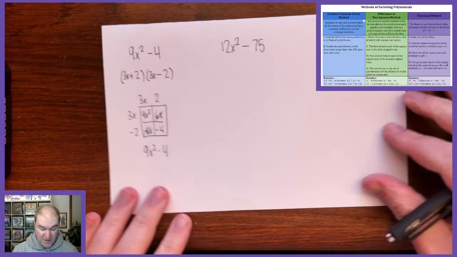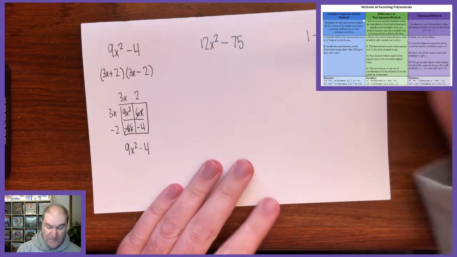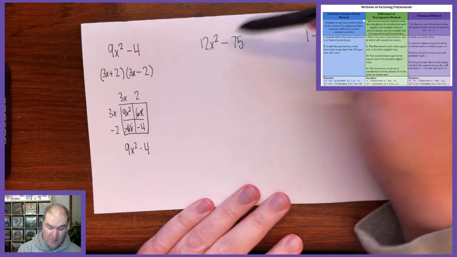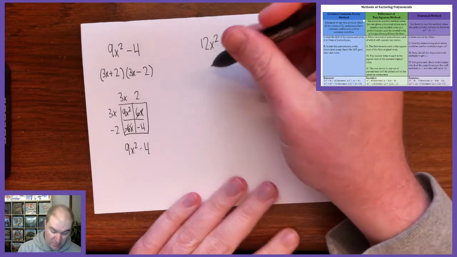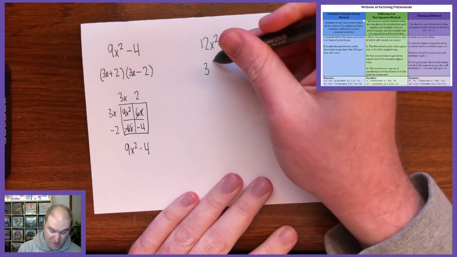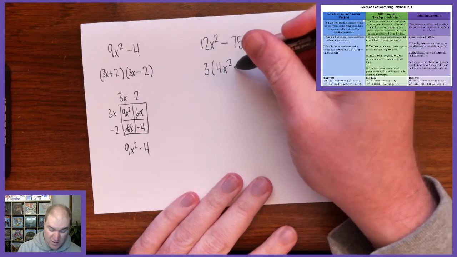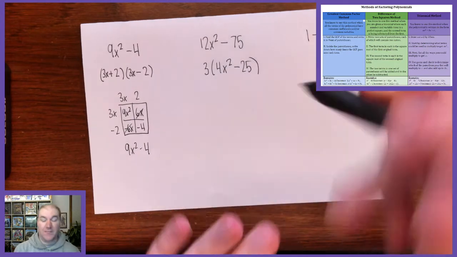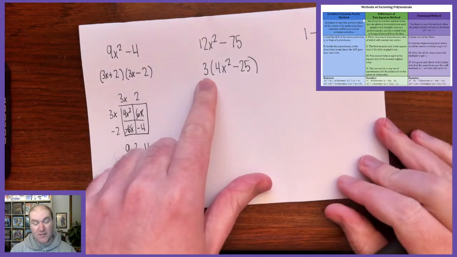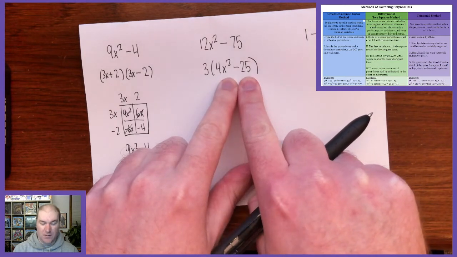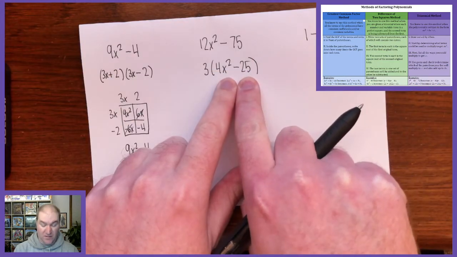All right, so let's try the second example here. If we want to factor this, let's start with greatest common factor. And there is a greatest common factor between these two. They both have 3 as a greatest common factor. So if I factor out a 3, I'll be left with 4x squared minus 25. The reason we started with the GCF is, like I said before, sometimes what's left over can now be factored using another method.